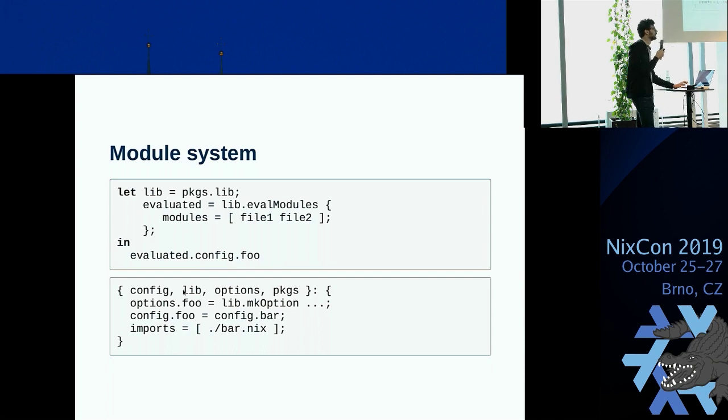You'll always have the lib argument passed to it. That's built into the module system. Also, options lets you do introspection into which options are available. Packages is actually a bit of a lie. That one is not built into the module system itself. So if you want to have it, you actually need to declare it as an option. Should probably have put that on the slide. Well, ask me after the talk.